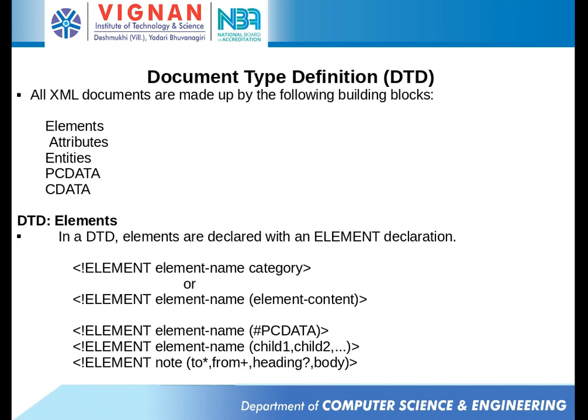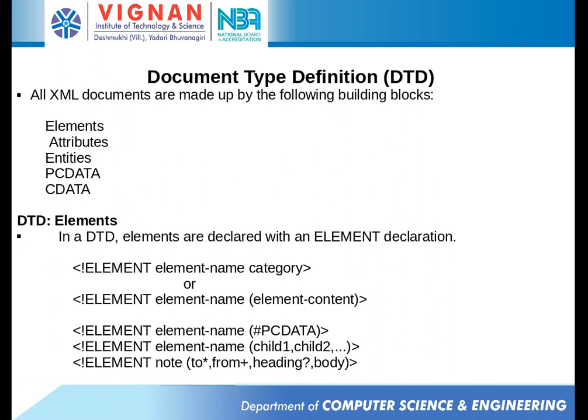And we can also use special symbols like closure, star, asterisk, plus, and question mark in order to specify the repetitions, the number of times the child elements are repeated. Star is used to indicate 0 or more repetitions, plus is used for 1 or more repetitions, and question mark is generally used for 1 or none repetitions.